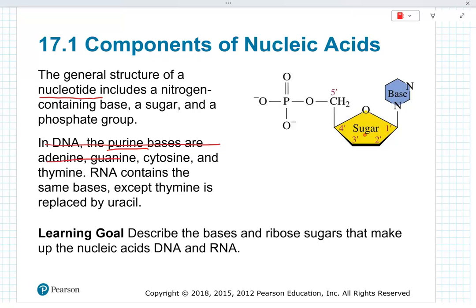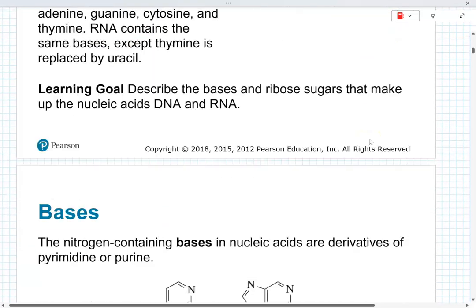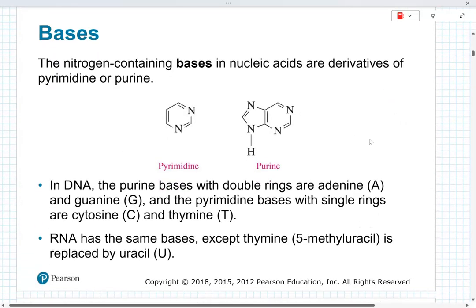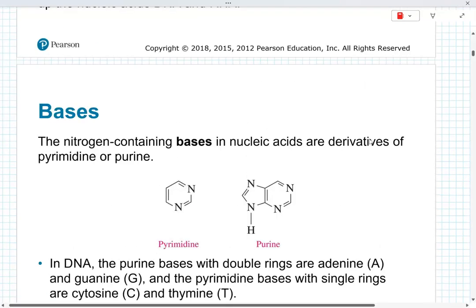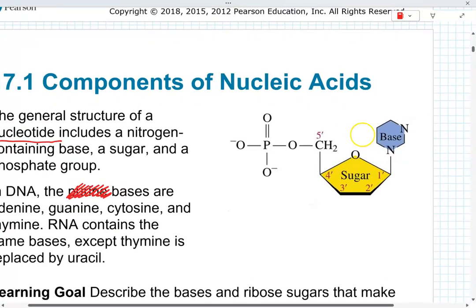So this is wrong. There are no purine bases, those are bases, not purine bases. Okay? So let's talk about the bases first. There are two. Okay, before we talk about the bases, let's take a look at the nucleotide.